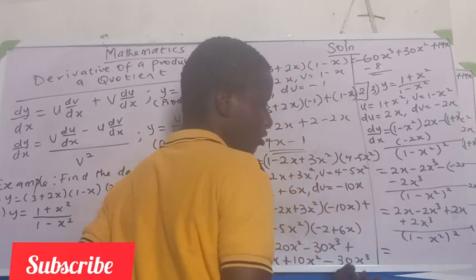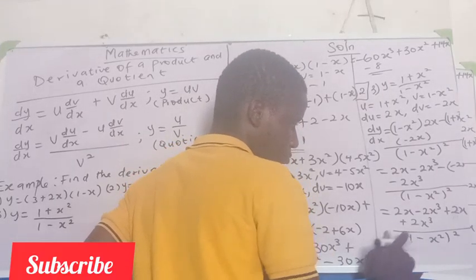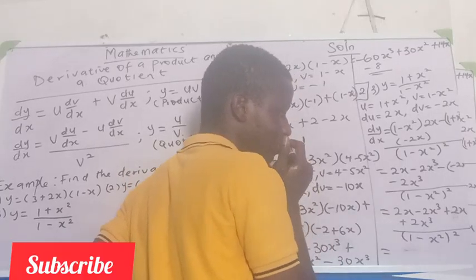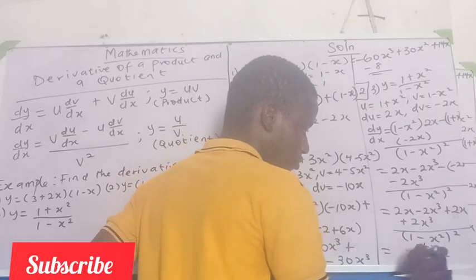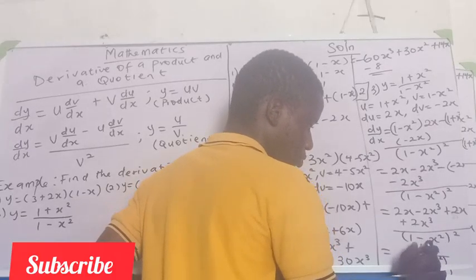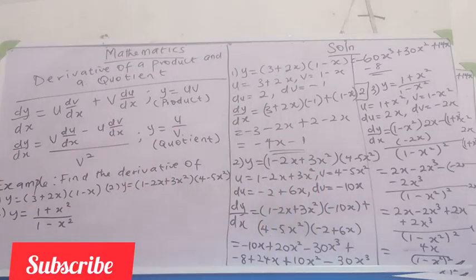So finally, 2x plus 2x is 4x. Minus 2x to the power 3 plus 2x to the power 3 gives me 0. It cancels out. So I have 4x all over 1 minus x squared, all squared. So this becomes my final answer.